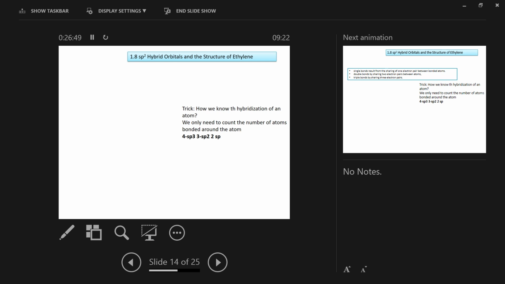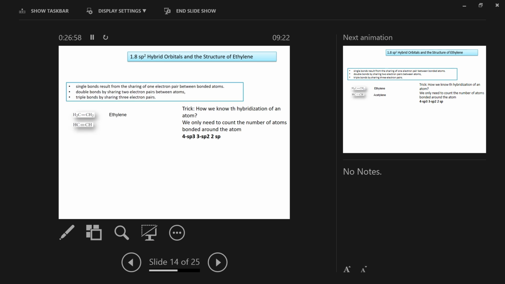How do we know the hybridization of an atom? Well, we only need to count the number of atoms bonded around the atom. For example, here we have ethylene, we have 1, 2, 3 atoms. If we have 3 atoms, we need 3 hybrid orbitals. These hybrid orbitals will be sp2 because they are only 3. In acetylene, we only have a hydrogen and a carbon bonded to the carbon. That means 2. This will be sp.